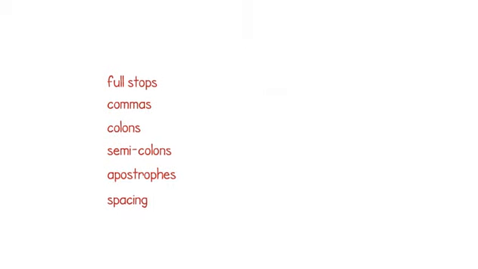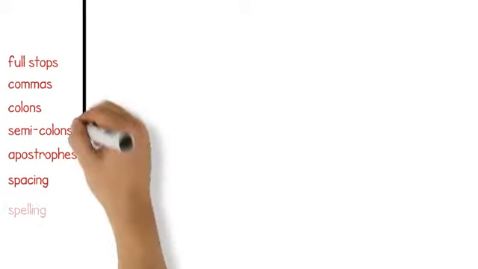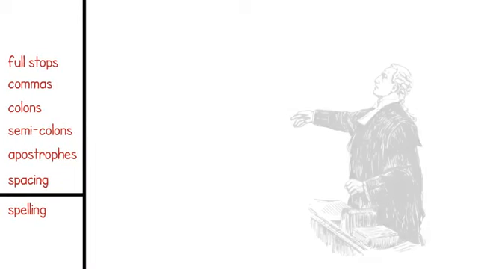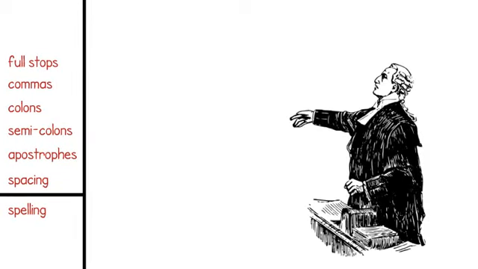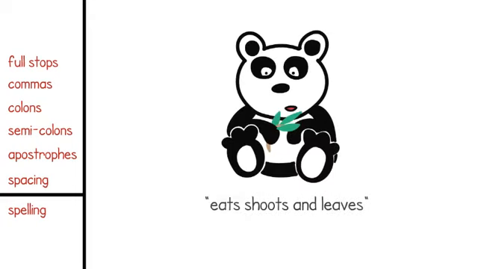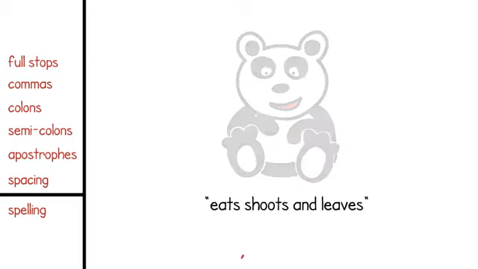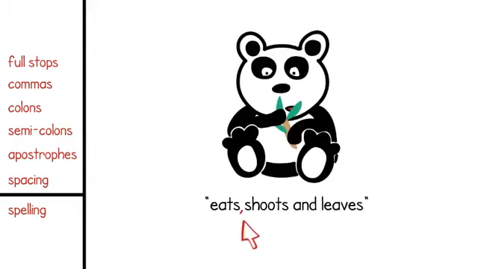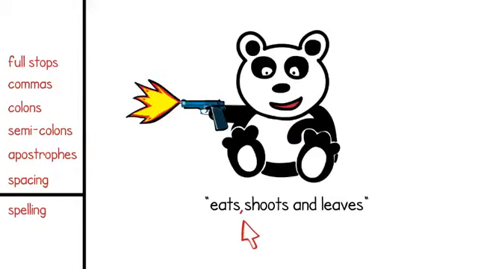Although these marks are very small, they can change the meaning of a sentence. Legal cases have been lost because of a comma in the wrong place. For example, "eats, shoots and leaves" is very different in meaning from "eats shoots and leaves."